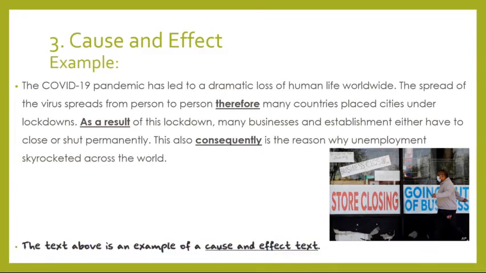Again, this is an example of cause and effect. Bakit natin nasabi na, how did we say that this is a cause and effect text? It is because there is a cause. Ano yung cause? Ano yung pangyayari? COVID-19 pandemic. Ano yung epekto? What is the effect of the COVID-19 pandemic? Okay, cities placed under lockdown. Again, this is an example of cause and effect text. Cause, pangyayari. Effect, ano yung epekto ng pangyayari?